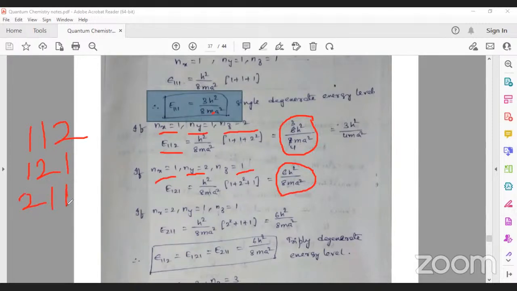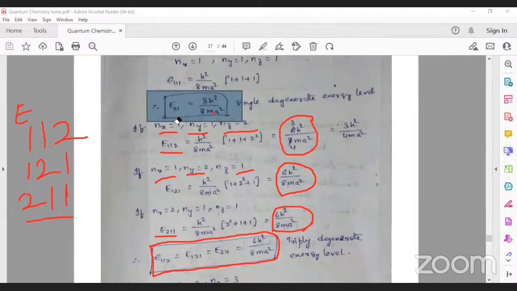So these 2, 1, 1 also have the same energy, that is 6h square by 8ma square. Therefore, we can say these three have the same energy. That's why we can say these are the triply degenerate energy levels, like energy of 112 or energy of 121 or energy of 211. These all have the same energy, 6h square by 8ma square. That is triply degenerate energy levels.